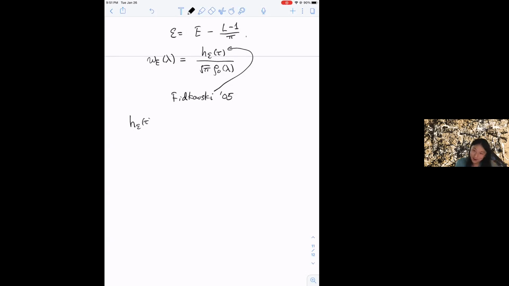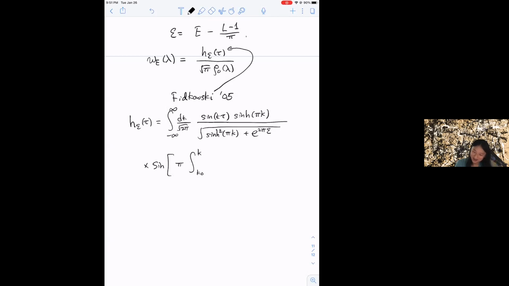So H epsilon of tau is integral dk over square root 2 pi from minus infinity to infinity, sine of k tau sinh pi k over square root of sinh squared pi k plus e to the 2 pi epsilon times sine of pi, integrated from k0 to k dk prime sinh pi k prime. So there are some really bizarre looking functions here.